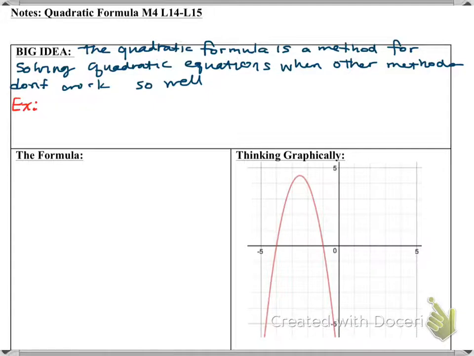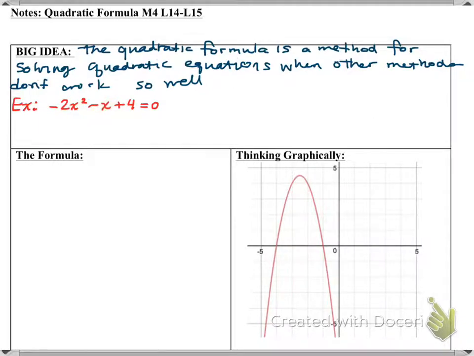So my example is negative 2x squared minus x plus 4 is equal to 0. So we know the other methods we have for solving quadratic equations are factoring, completing the square, or square roots method. We can't use square roots method here because we have a bx term. So if you have a bx term and an x squared term, you know you can't use square roots.